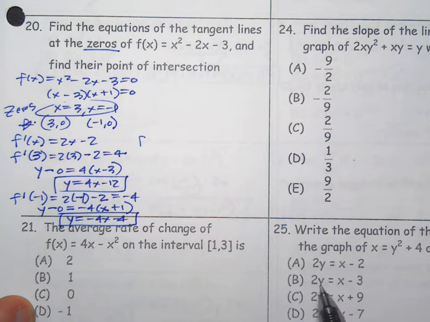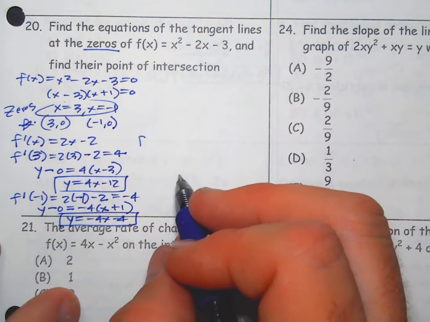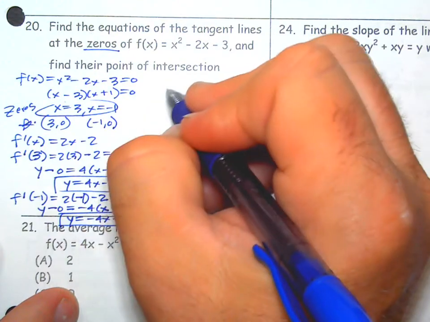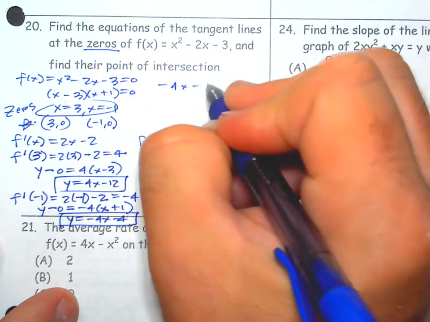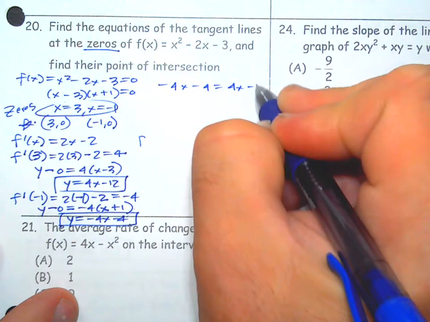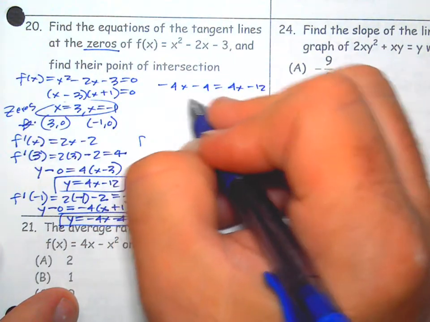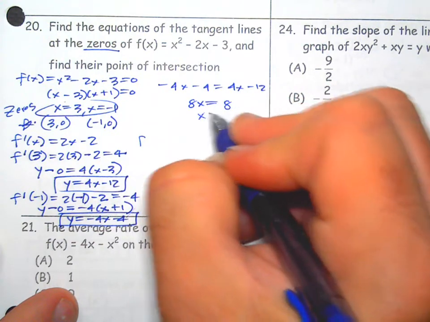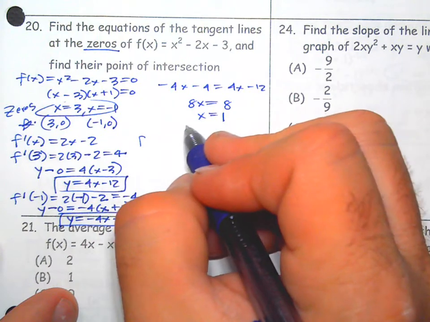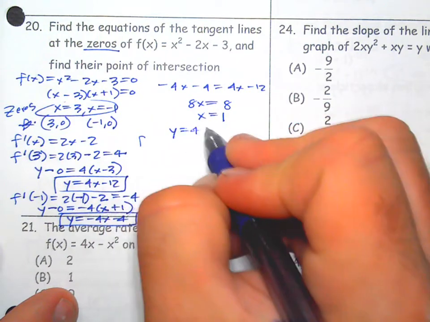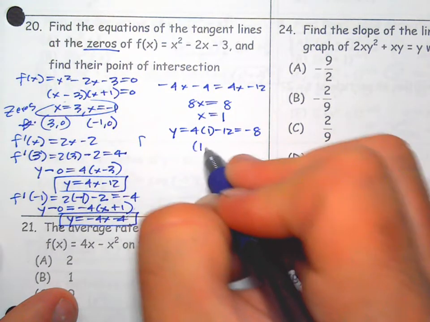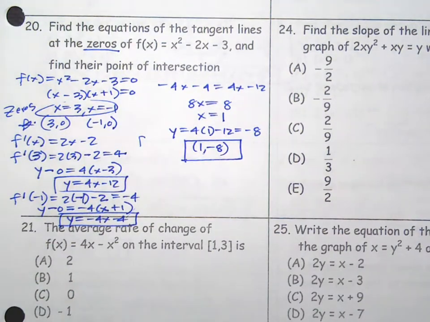Now we want to find their point of intersection. So that's a system of equations. I'd use substitution. You plug this into the other. We get -4x minus 4 equals 4x minus 12. So we get 8x, if we brought these over here, equals 8. So x equals 1. Plug that back into either of the y equations, and it gives you -8. So the point of intersection is (1, -8). That was a fun one.